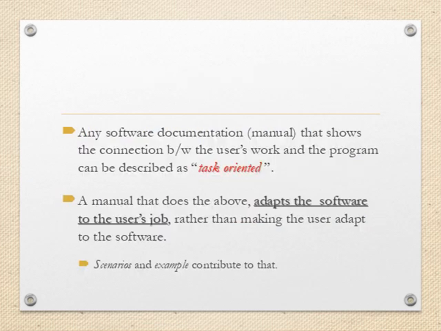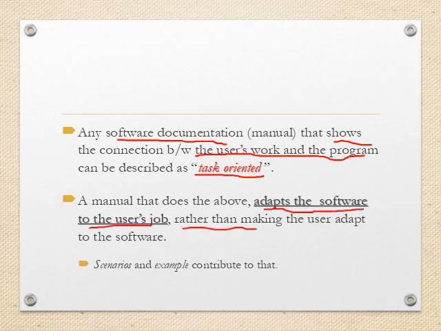Based on the previous definitions, we can conclude that any software documentation that shows the connection between the user's workplace and the program can be described as a task-oriented document. Also, any task-oriented manual should adapt the software to the user's job rather than making the user adapt to the software itself.